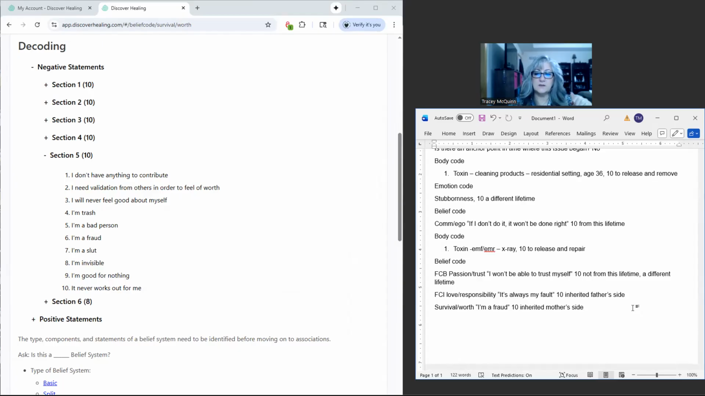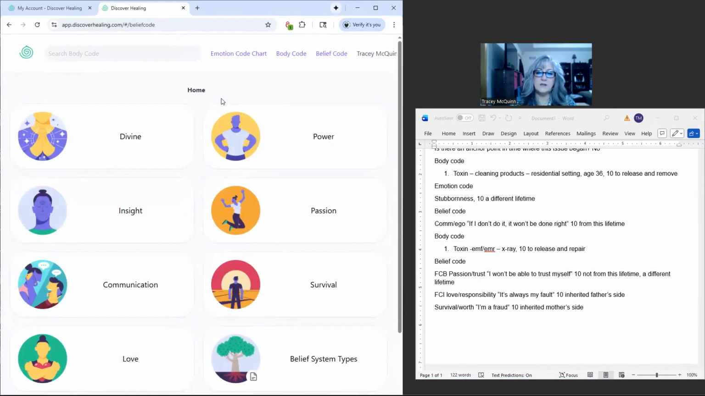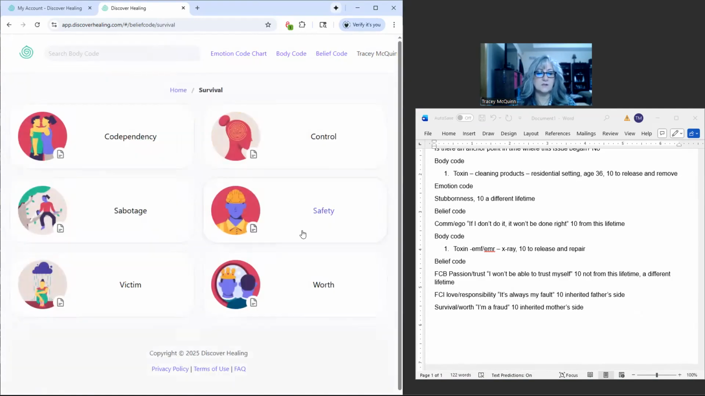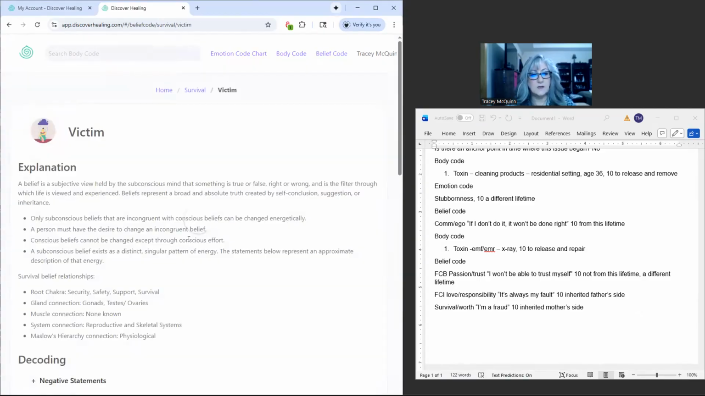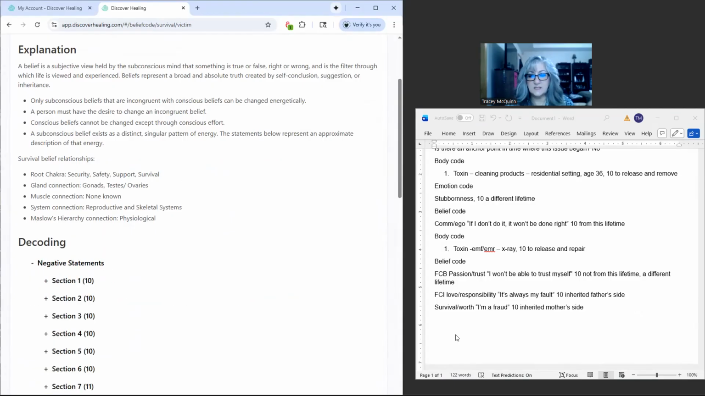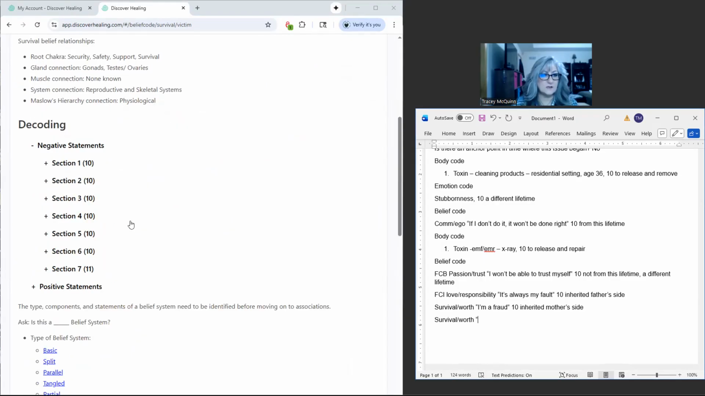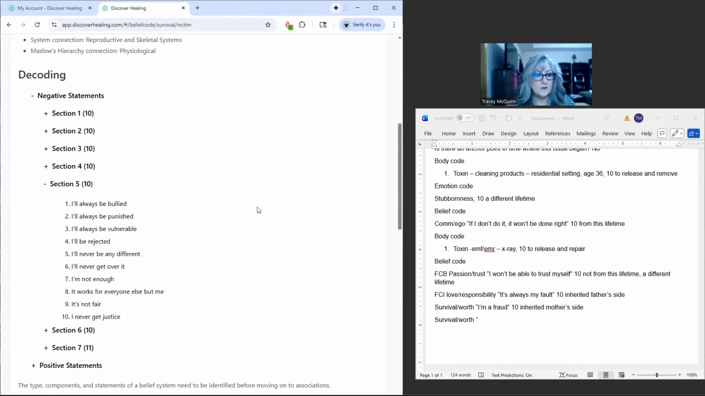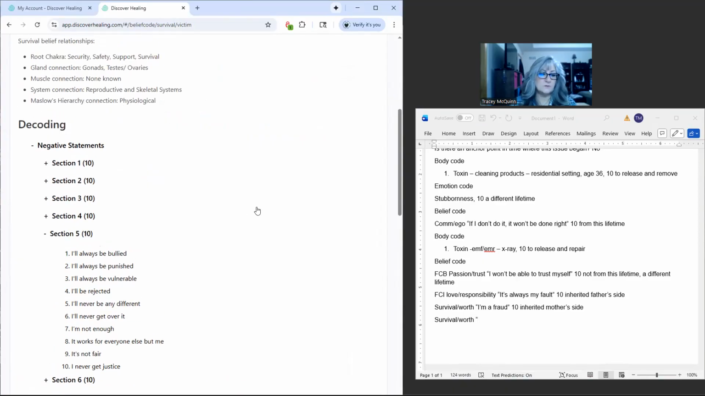Okay, do we need to know more about this belief? Is there another belief in this belief system? Yes. Is it on the left? Is it on the right? Power, passion, survival. Okay. Is it on the left side? Is it codependency, sabotage, victim? Okay. I always think anything in the victim category pretty much has to go. None of us want to be that. It's evens, it's odds: 1, 3, 5. It's evens: 2, 4, 6.